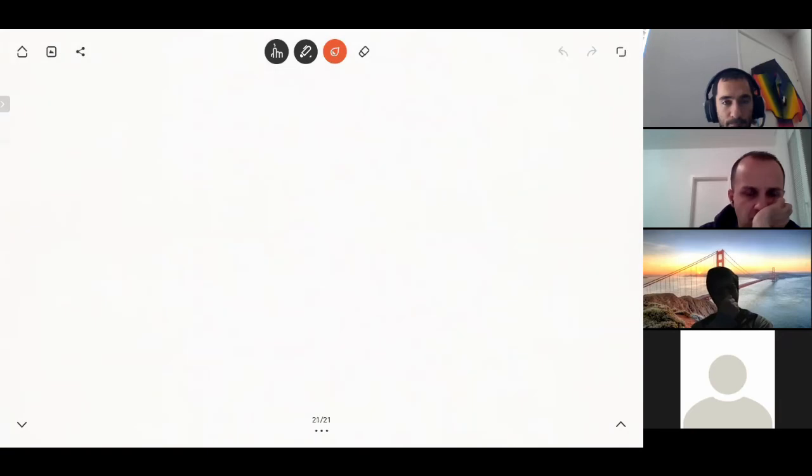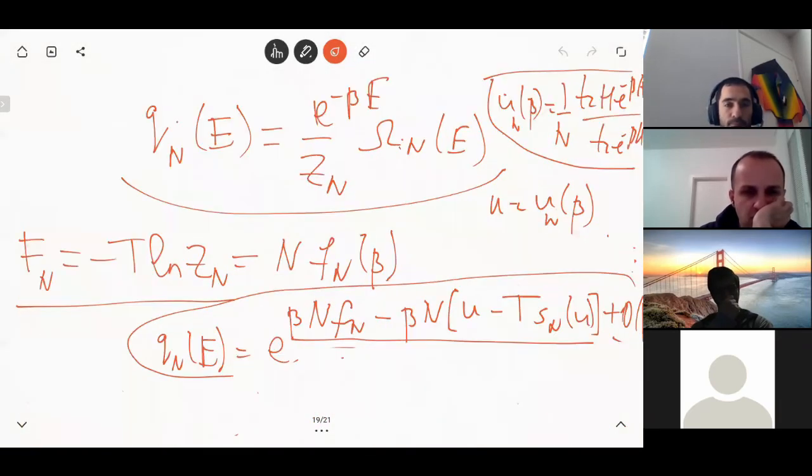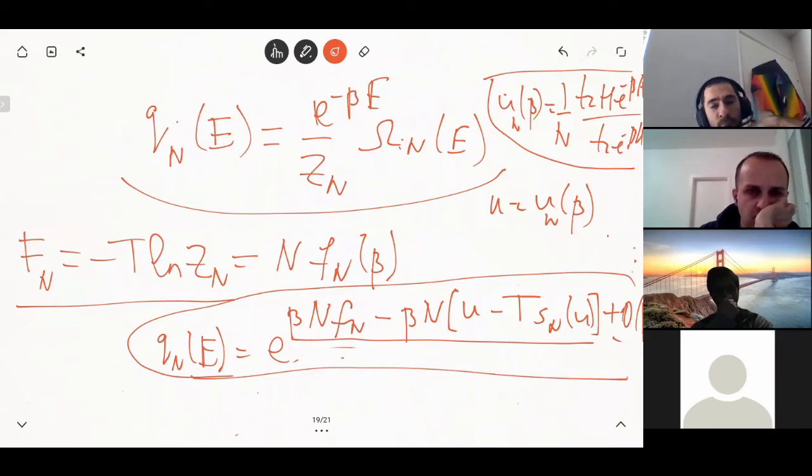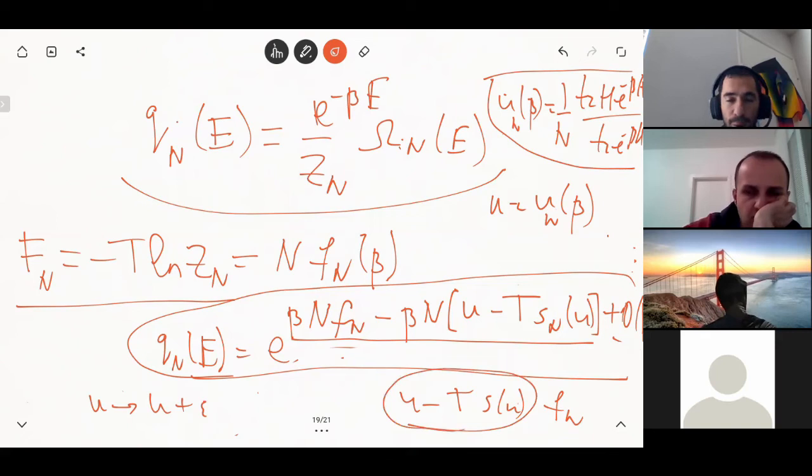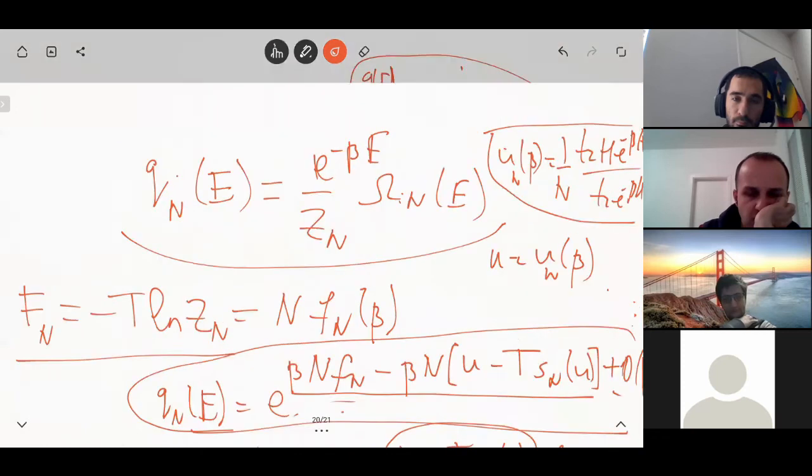Now, what one can do is basically use this formula again, and then Taylor expand this quantity because we know that this U minus TS has its minimum at Fn, and then if we depart a little bit, if we go to U plus some epsilon, then we can Taylor expand this function around the Fn, and find a better approximation for the actual Q of E when E is close to the average energy. So this is going to be a key point here.